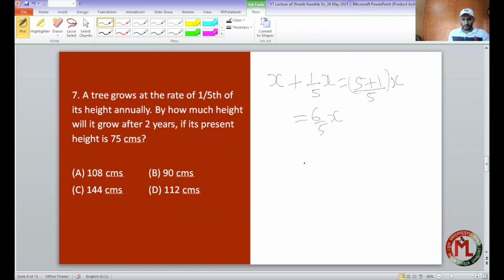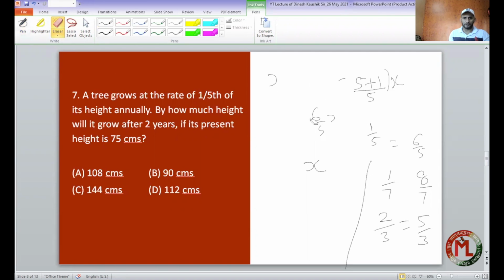If the original number was x, and it is increased by 1/5, then this number will become 6/5 times. Similarly, if a number is increased by 1/7, then it will become 8/7. If a number is increased by 2/3, can I say this will become 5/3 times? Okay, my dear. So you should have this in your mind. Otherwise, if you go step by step, it will take you 1.5 minutes or slightly more than a minute.